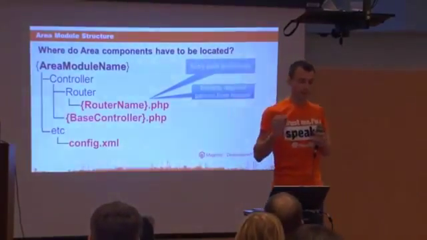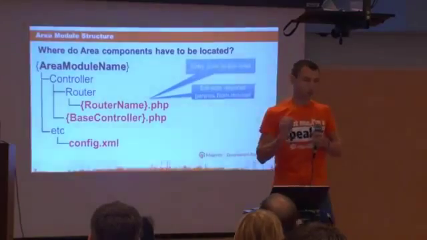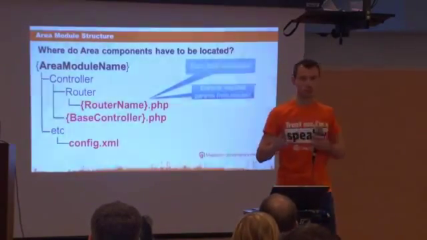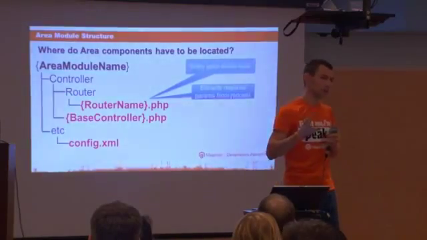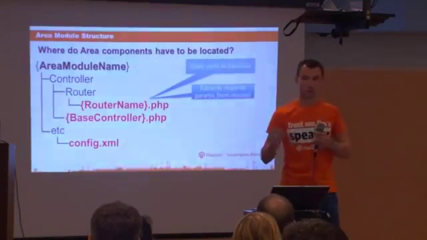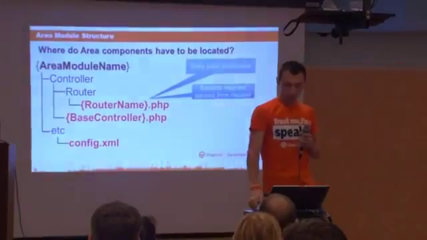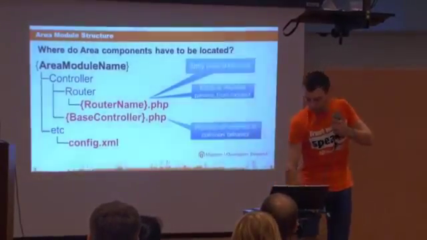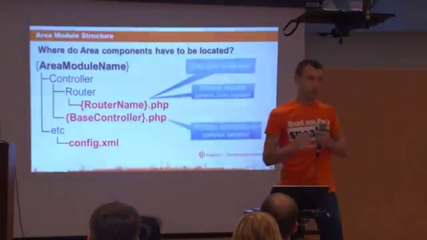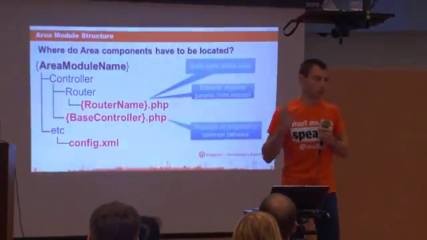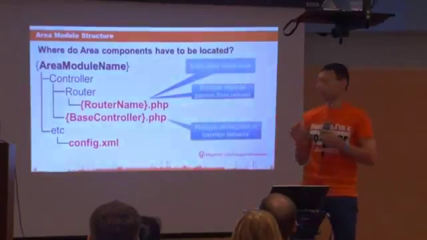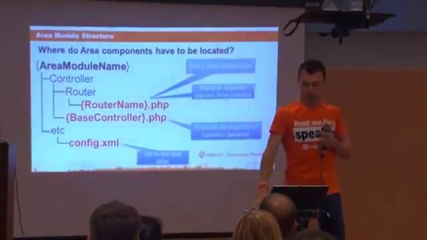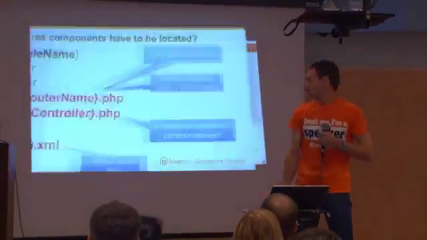The area router exactly knows how to extract all required area parameters from the request, for example, module name, controller name, action name, and maybe some additional parameters for some area. And base controller: the base area controller provides all required and common behavior for all controllers that are represented in this area.